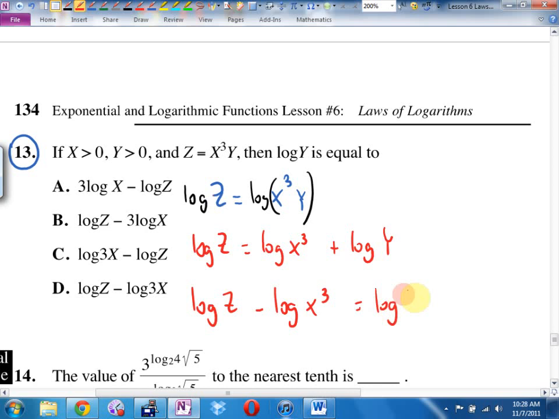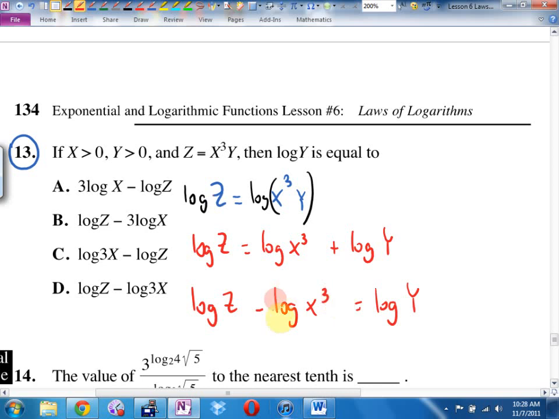Now, I glanced at my four answers. I don't quite see that. But look carefully at your answers. They've just gone one step further. Which of those is the correct answer to the expression log y equals? What did they do for b? They took this exponent and moved it to the front.